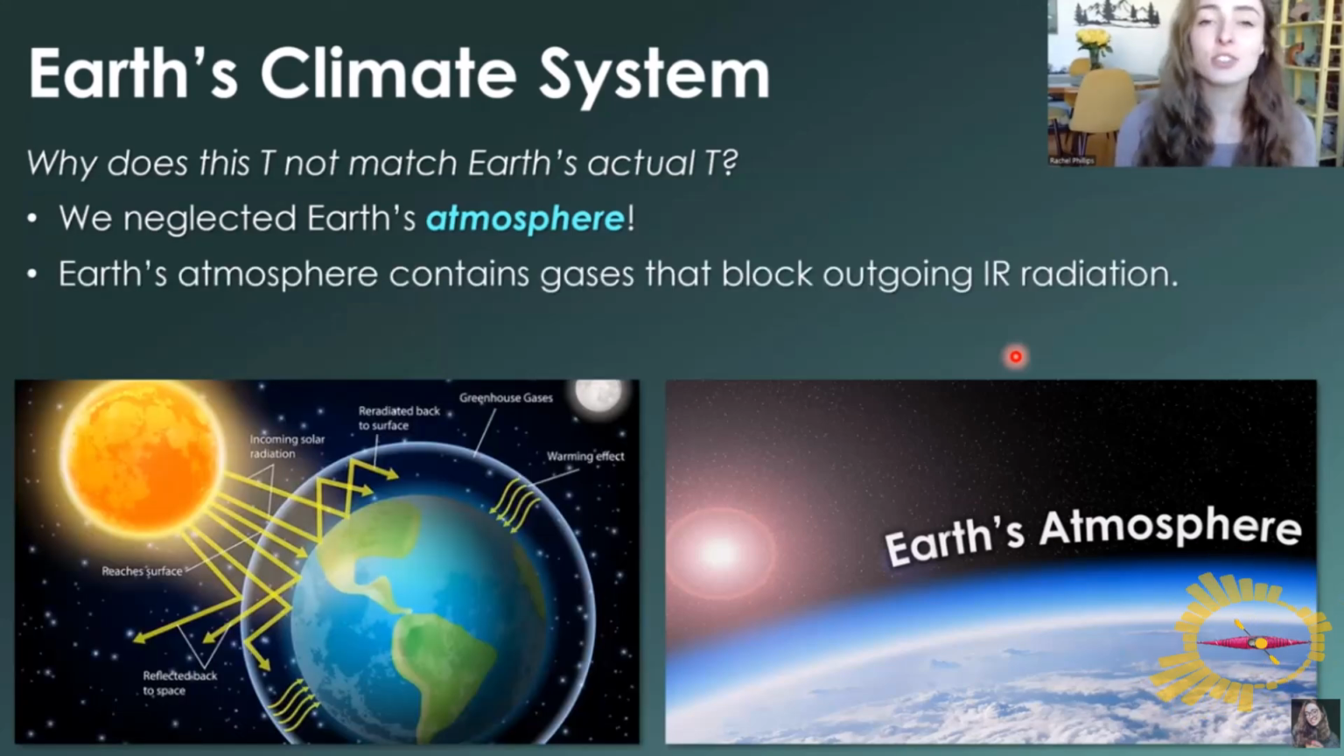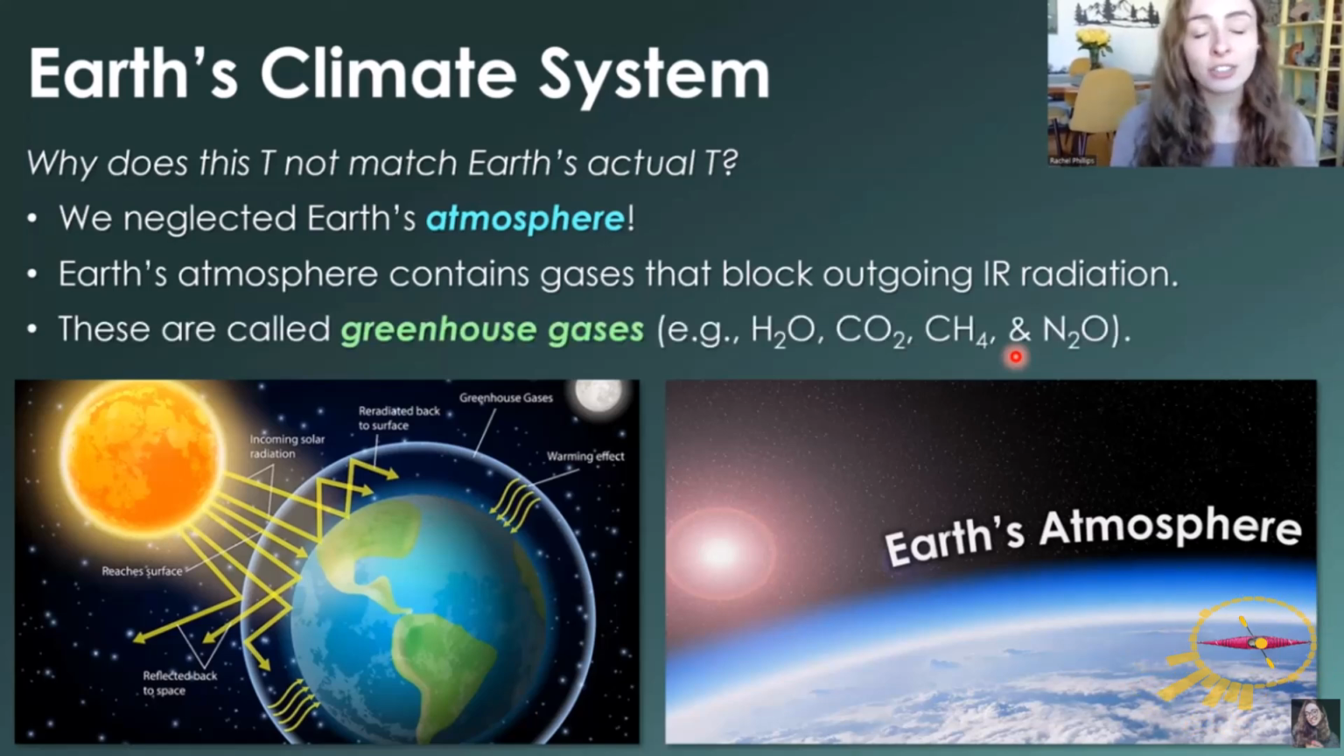This is because Earth's atmosphere contains gases that block outgoing IR radiation. These are called, you guessed it, greenhouse gases. Gases like water vapor, carbon dioxide, methane, nitrous oxide, and many other types of gases in the atmosphere block outgoing IR infrared radiation, but do not block the incoming solar radiation. Therefore, they decrease the amount of outgoing energy from Earth, but they don't affect the incoming radiation.